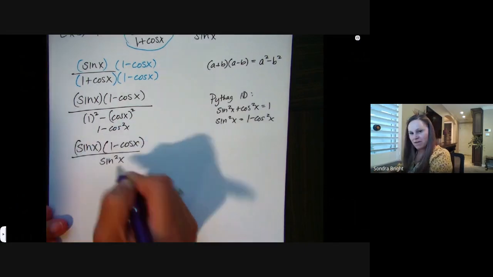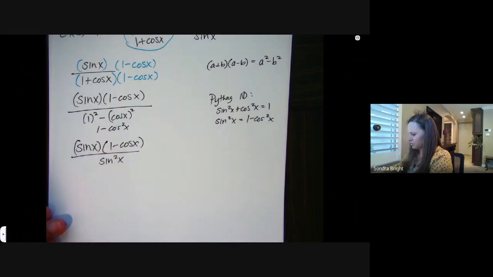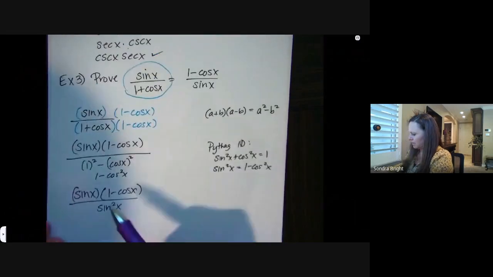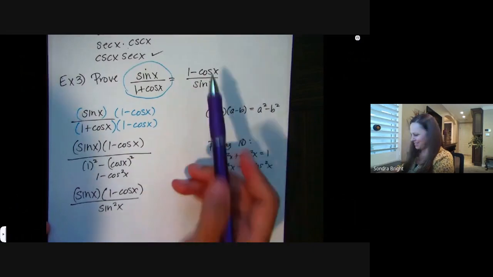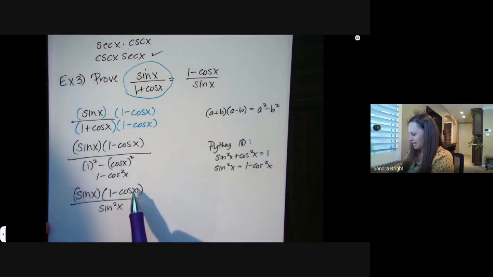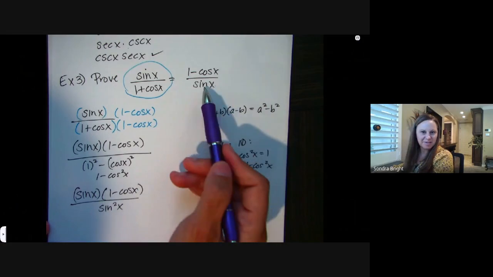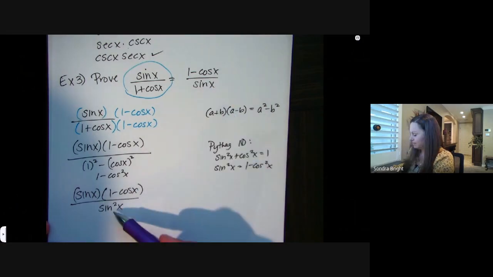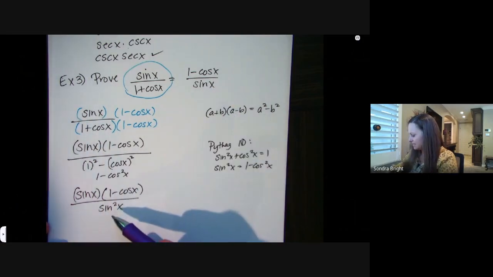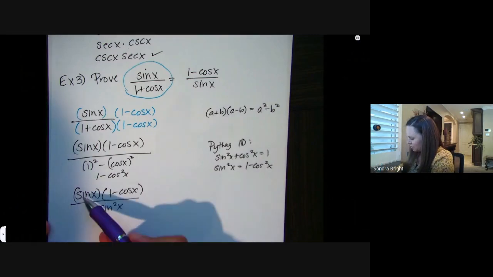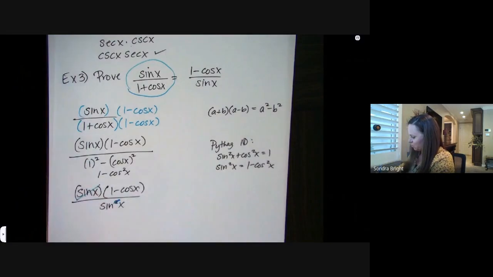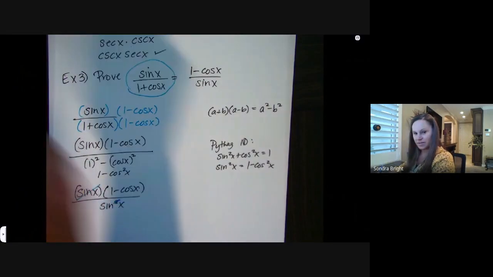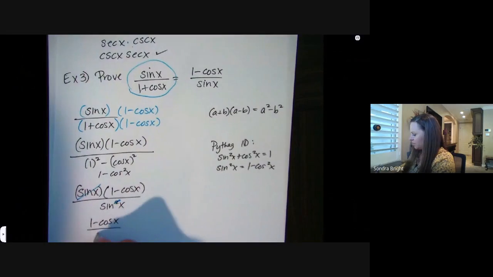Keep your eye on the prize. What do I have compared to what do I need? Well, I have a 1 minus cosine up top. I have a sine in the bottom. Oh, I have 2 sines in the bottom. But do you see there's a sine up top? And this sine up top will cancel with just one of the sines in the bottom. And you're left with 1 minus cosine of x over sine of x, which is what you wanted to prove.